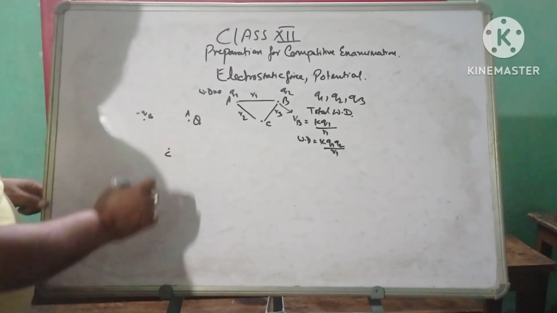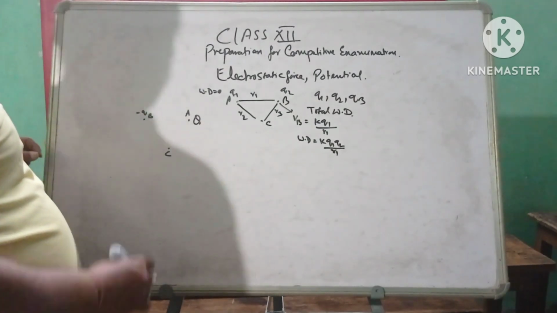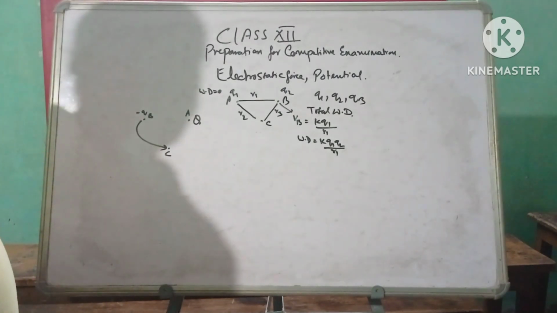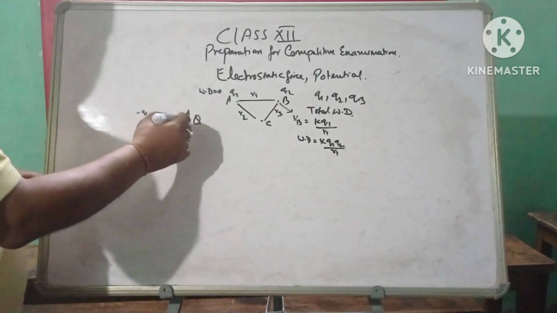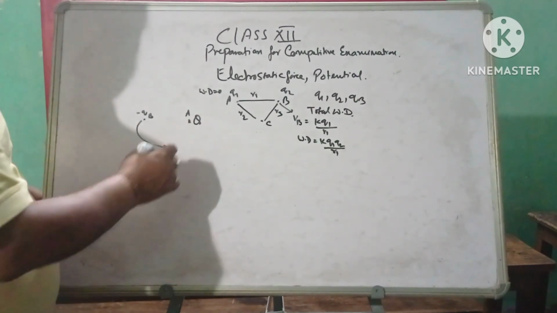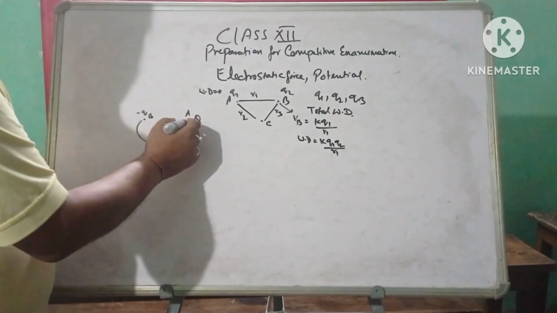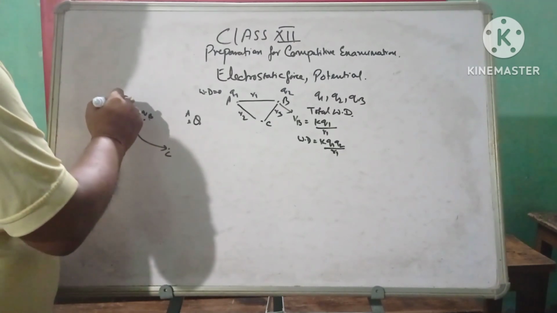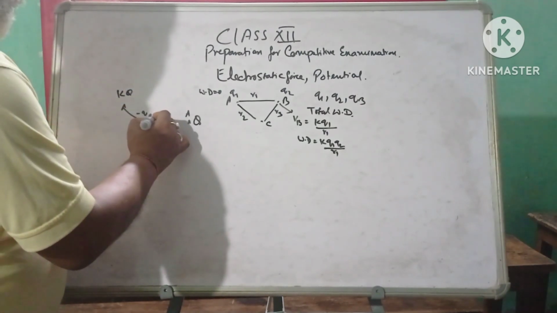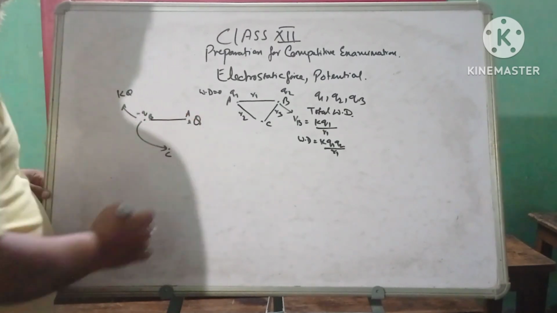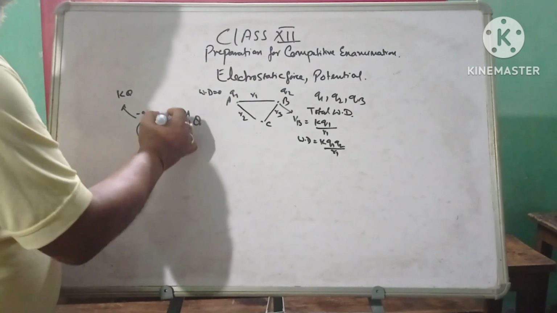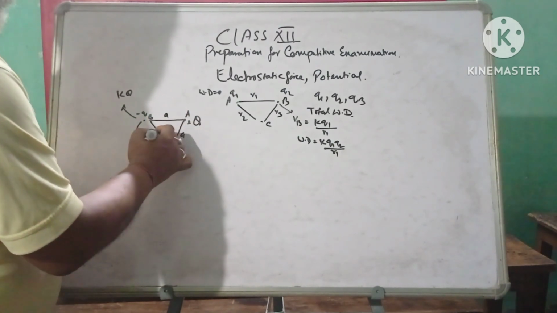Now I bring this charge from B to C. This minus Q charge I bring from here to here. Again you see that the potential here was KQ. Let us take that it forms an equilateral triangle, so all these distances are the same.